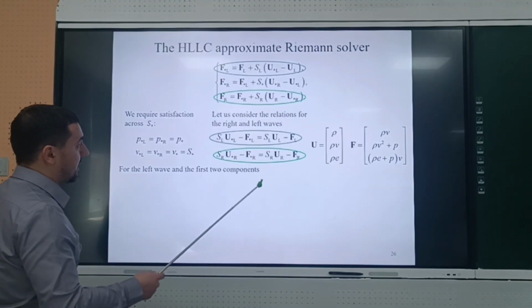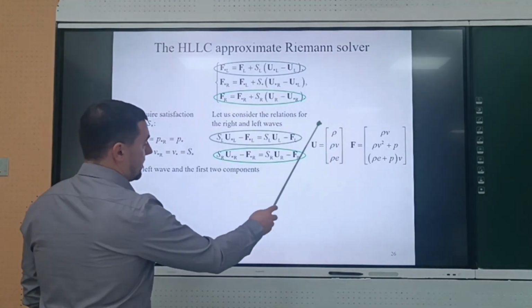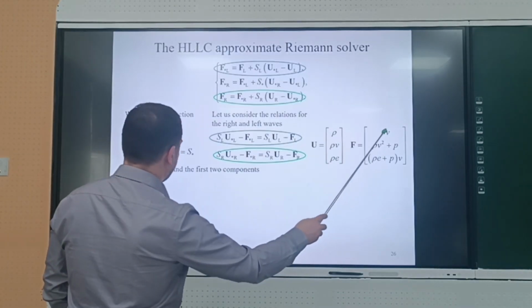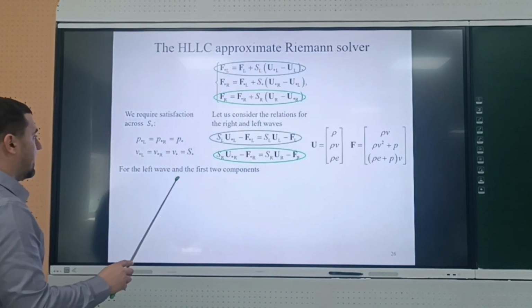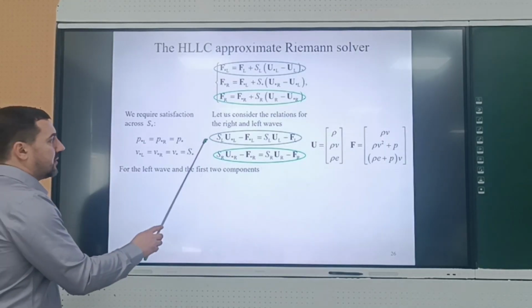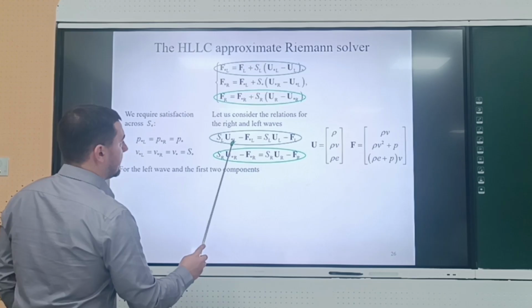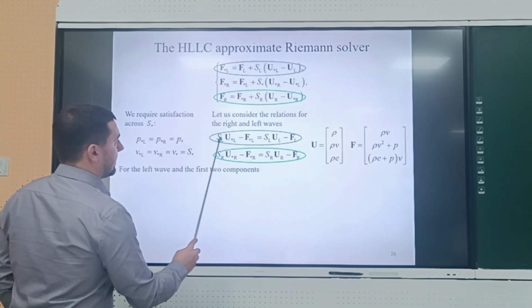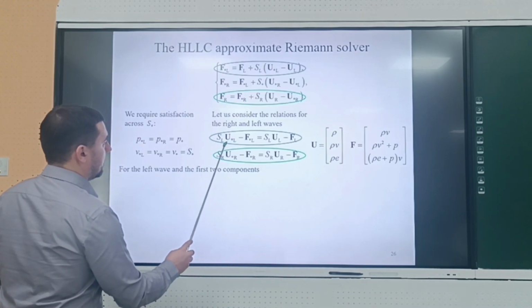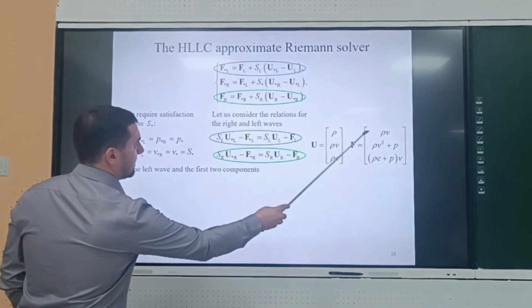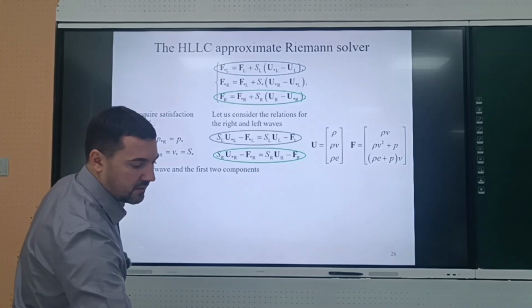Then we should use component-wise notation. It means that we should remember that this is the conservative variables vector, this is the flux vector for the left wave and the first two components. So consider, for example, the left wave, this one, blue, and just say that the first component of U star L is rho, and the first component of S is rho V, and so on.